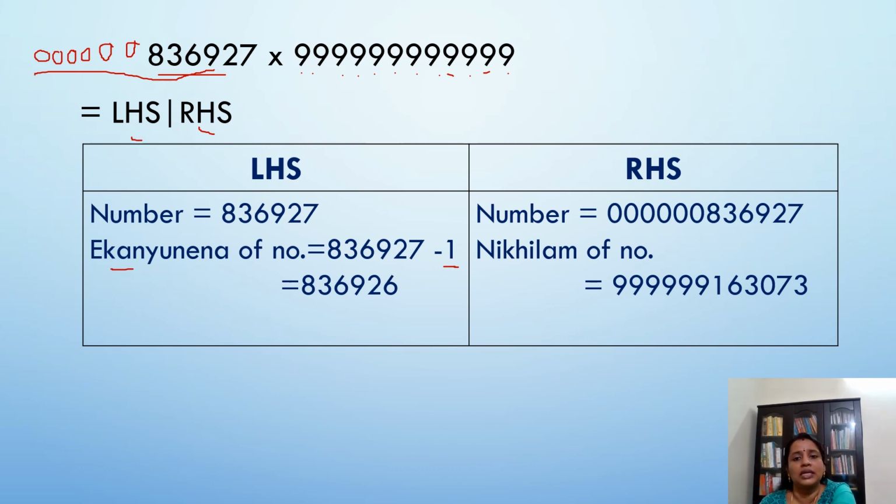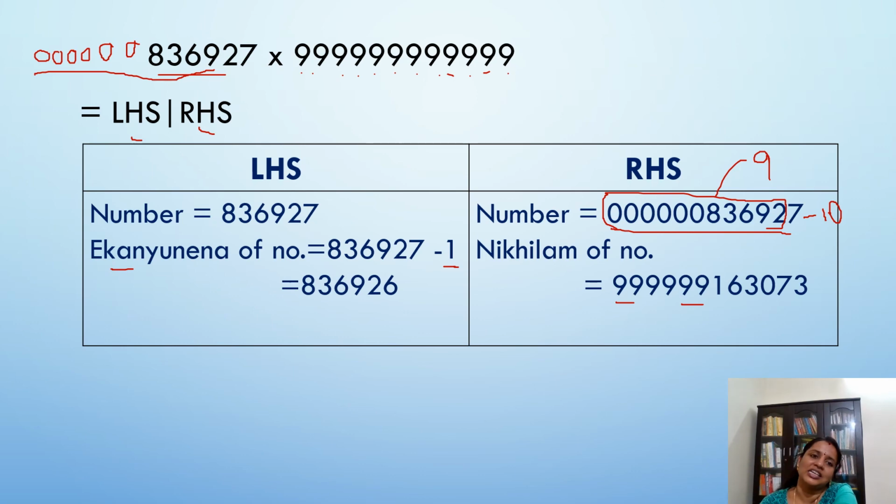And for my RHS, I am going to take the Nikhilam of the number. Here, the Nikhilam means all from 9 and last from 10. The last digit is 7, so I am going to take the tens complement of 7, and for all the other digits, I am going to go for all from 9. So here I am going to take the 9's complement. 9 minus 0, 6 zeros are there. For all the 6 zeros, I am going to get 6 nines. And 9 minus 8, 1. 9 minus 3, 6. 9 minus 6, 3. 9 minus 0, 9 minus 9, 0. 9 minus 2 is 7. And 10 minus 7 is 3.